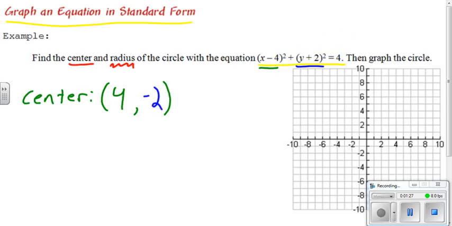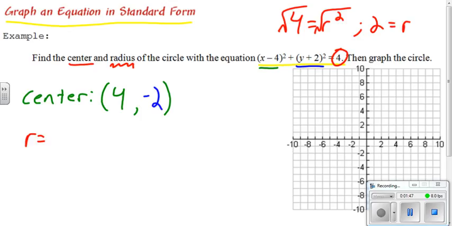Now, if we're looking for our radius, remember this piece here, 4, equals r squared. So how do we find r from there? We just take the square root of both sides, which means that 2 is our radius. So we know our center, we know our radius. Now the only thing left to do is just plot it out.